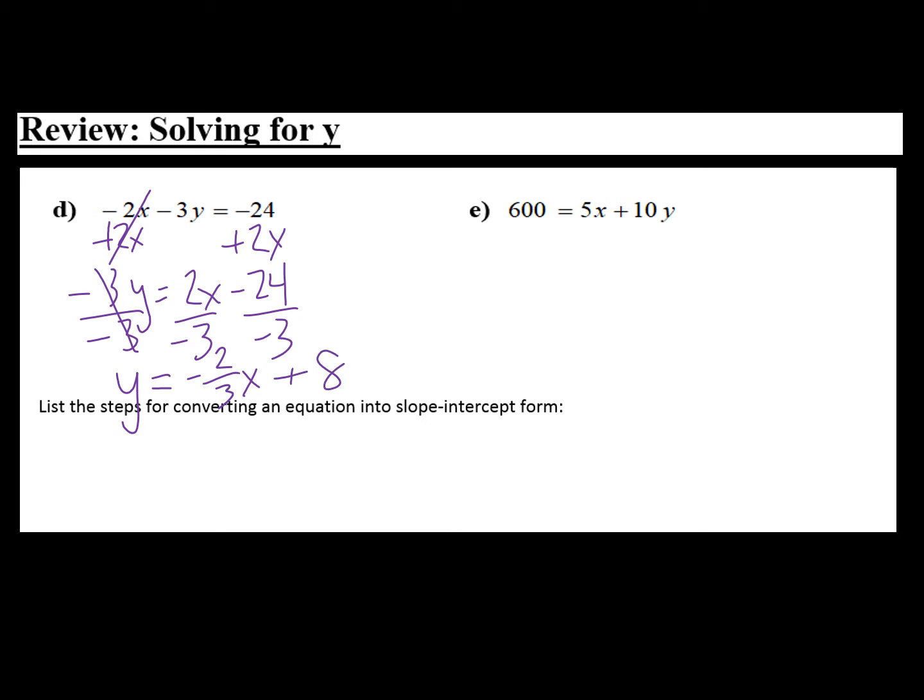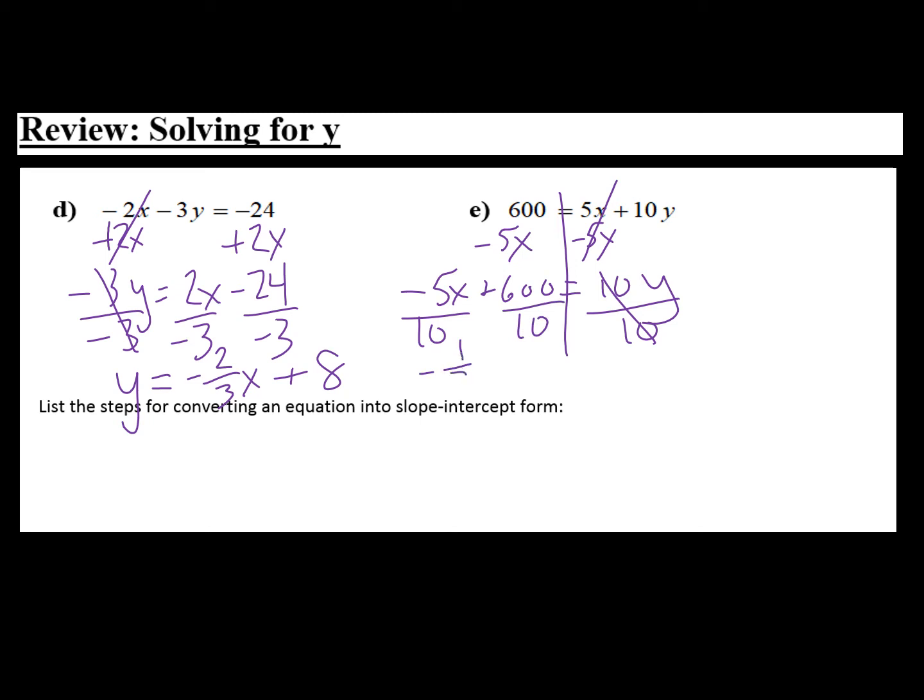Okay, letter E, I'm going to subtract 5x from over here, subtract it over here. So -5x plus 600 equals 10y, and now I divide by 10 everywhere. So -1/2 x plus 60 equals y. Okay, and that is in that y equals mx plus b form.